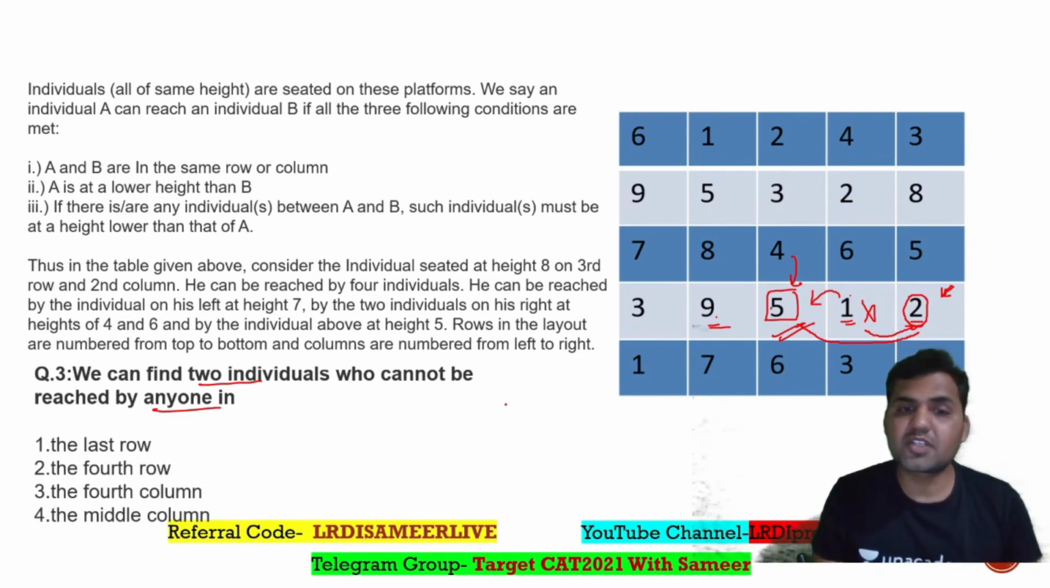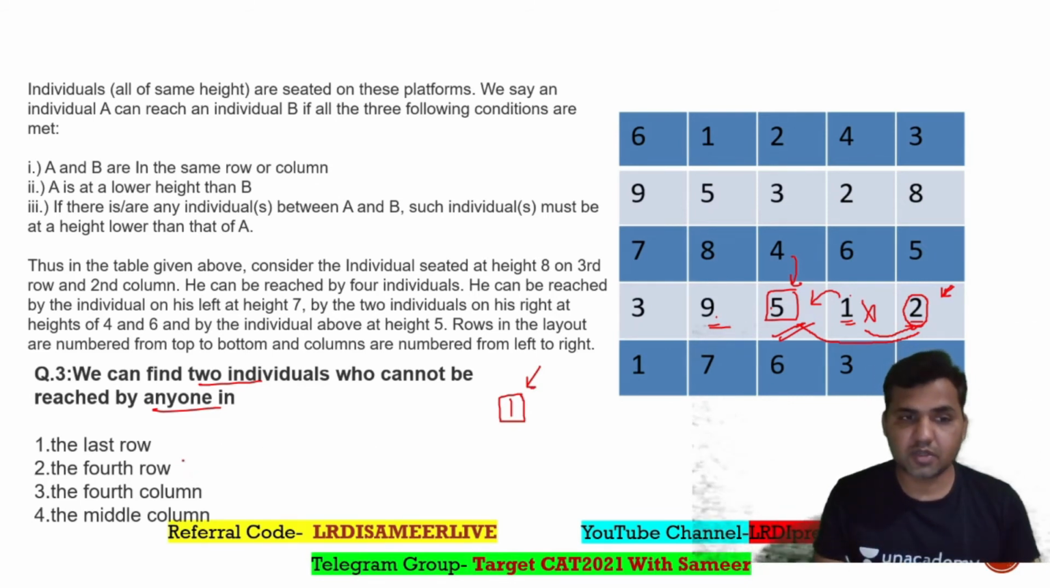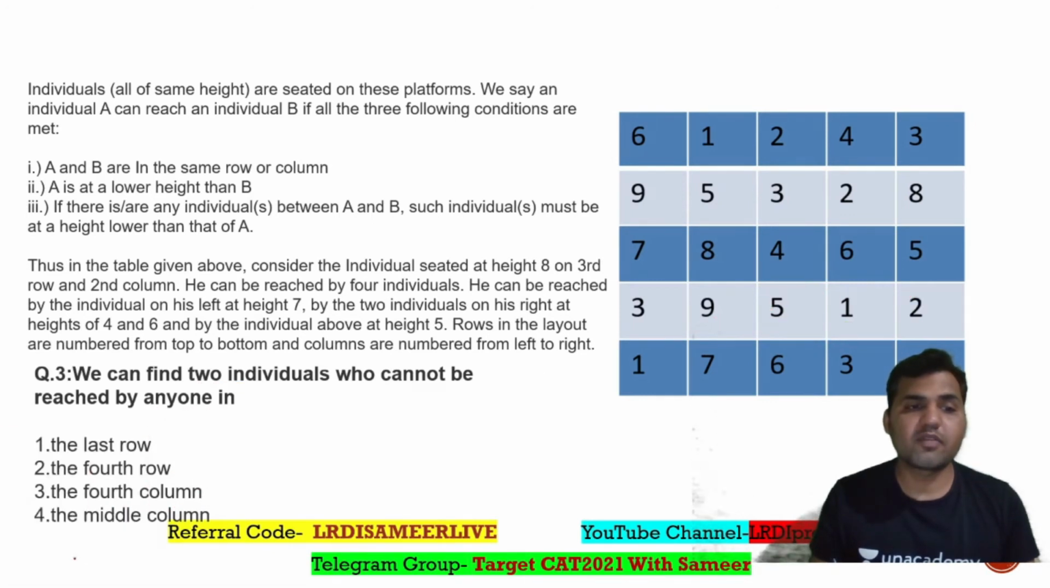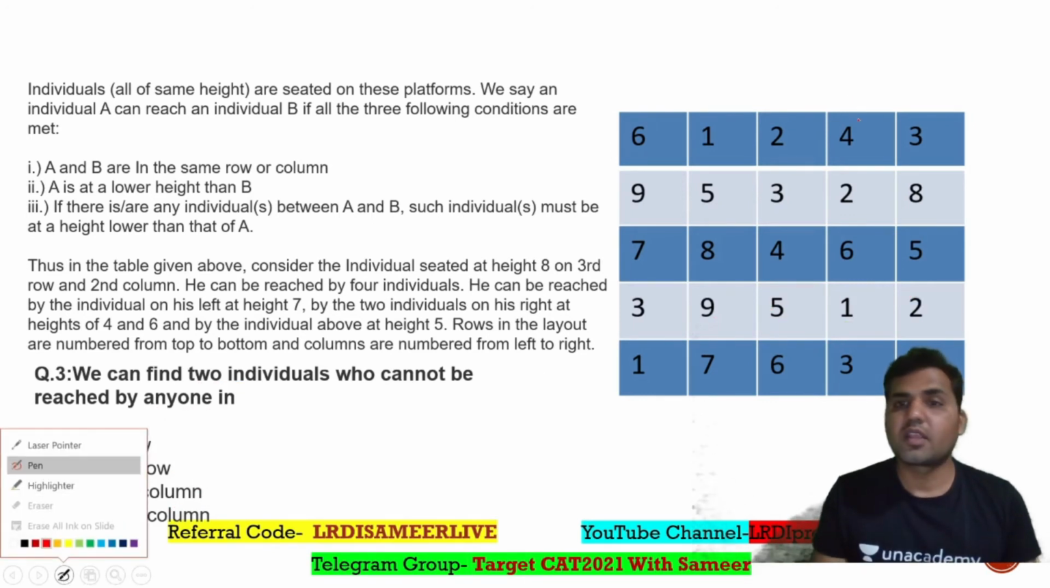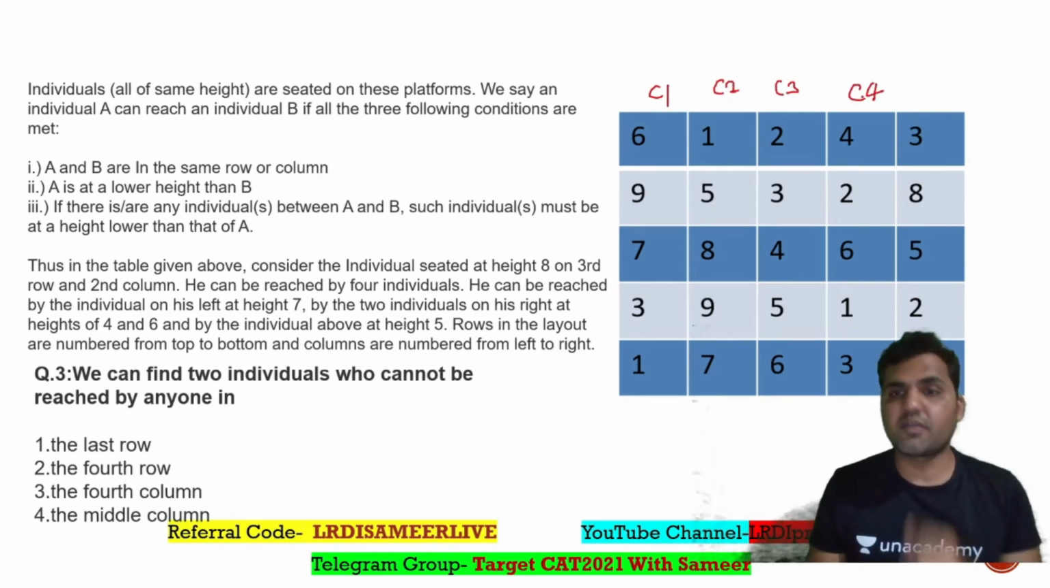And with the previous question we have seen that one cannot be approached by anyone, but I'm looking for something else, so this cannot be the answer. Look at the 4th column. If you look at the 4th column here, there's column number 1, column number 2, column number 3, column number 4. Look at the 4th column.